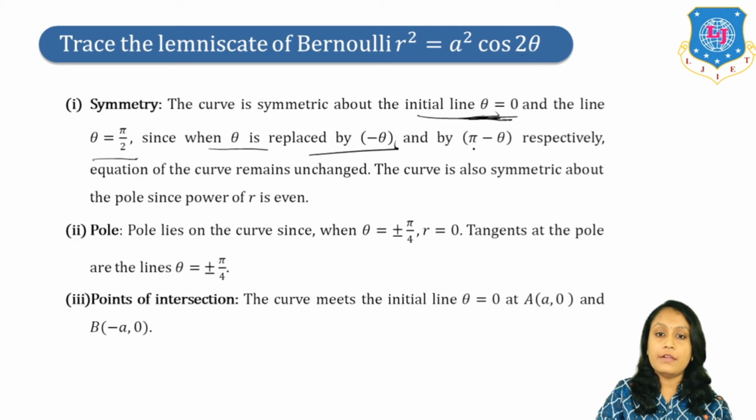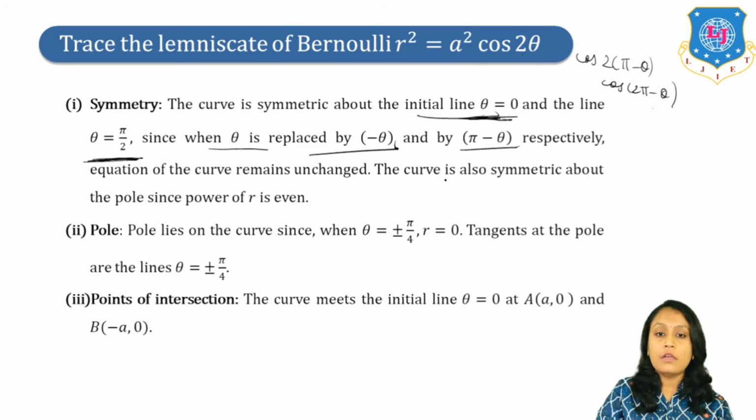Now we will replace theta by pi minus theta. Here we have cos 2 into (pi minus theta), so this is cos of (2 pi minus 2 theta). 2 pi minus theta means fourth quadrant, and in the fourth quadrant cos is positive, so the equation will remain the same. So we can say that the curve is symmetric about the line theta equal to pi by 2 also.